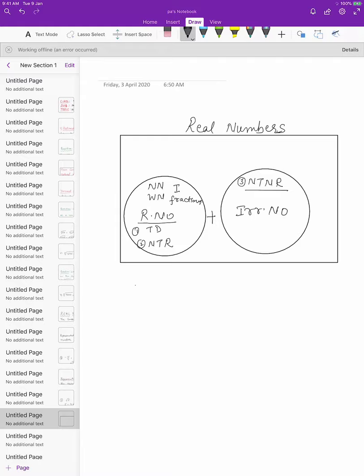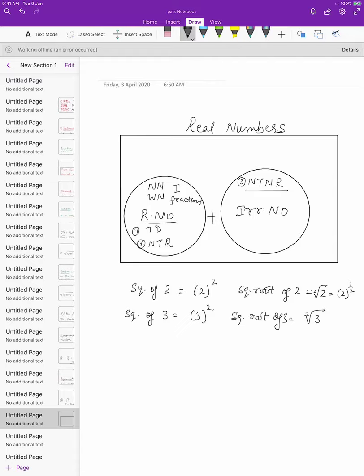When I say square of any number, say square of 2, that means 2 raised to the power of 2. But if I say square root of 2, I will either represent it with this symbol, or I can write 2 raised to the power 1 by 2. Similarly, if I write square of 3, I will write 3 raised to the power 2. Or if I write square root of 3, what will I write? The symbol square root 3 or 3 raised to the power 1 by 2.